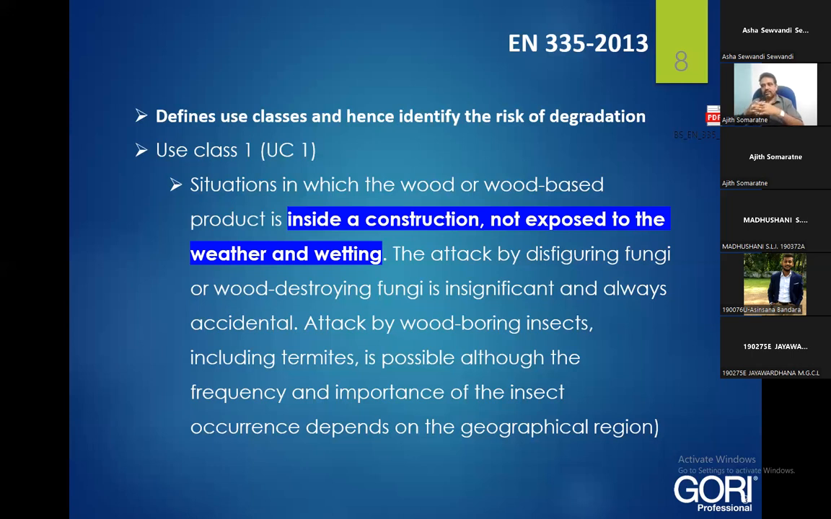So it is considered use class one because there's no UV attack, no water, very little moisture. It is inside, so the degradation risk is very low. Maybe some biological attacks can happen, but very few, and no atmospheric impacts will affect wood in use class one. So very little risk of wood degradation, right? We'll move on to the second one.